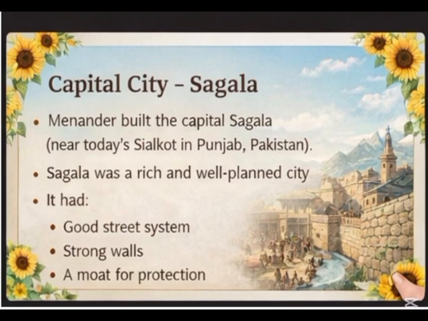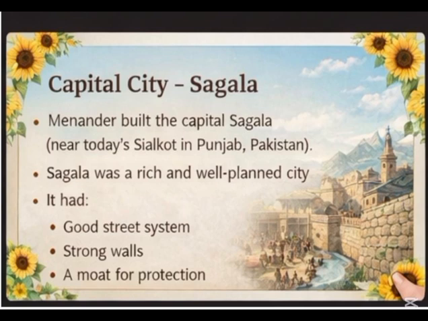During his reign, the capital city was Sagala. Menander built the capital Sagala near today's Sialkot in Pakistan, Punjab. Sagala was a rich and well-planned city. It had a good street system, strong walls, and a moat for protection. Students, moat means a wide, deep ditch filled with water.